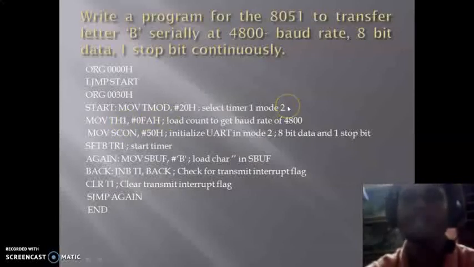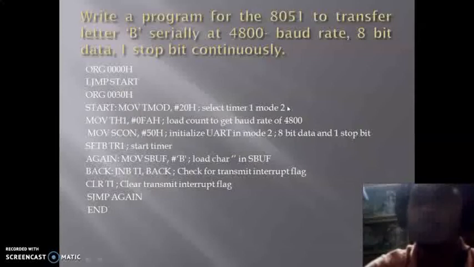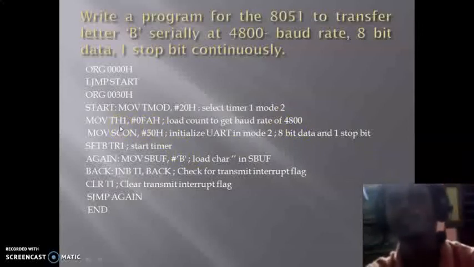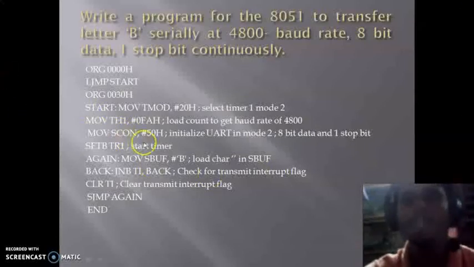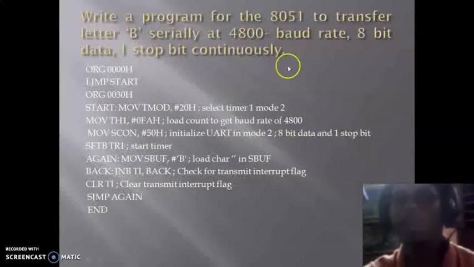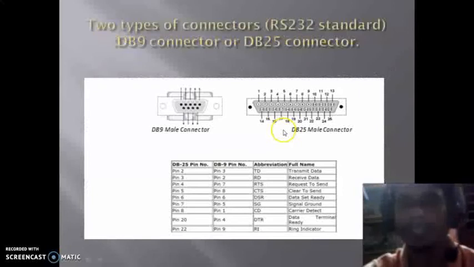Mode 2 is the 8-bit auto reload mode, so we have to load an 8-bit count into TH1. Now 0FAH is our count for the 4800 baud rate. That data we store into TH1 so that the counter is set. Now MOV SCON, #50H. Here 50H will be stored into the SCON register. So we initialize the UART in mode 1, that is 8-bit data and 1 stop bit, as already told.